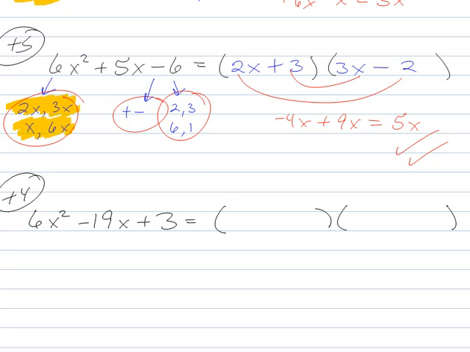Now, in this case, I have multiple options for my 6, right? Use the same ones I had before. I can do 2x and 3x, or I can do x and 6x. Now, for the plus sign, I can either do a plus and a plus, or a minus and a minus. But since this is a minus, I need to use the minuses. Now, for the 3, I've only got one choice. I can do a 1 and a 3.